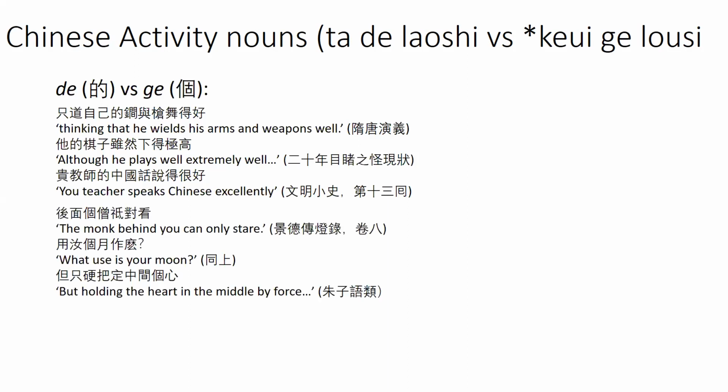Ge, however, is a bit different. In the historical attestations of ge, it does seem to denote concrete referential objects. So, for example, 后面个字只对看. In Cantonese, the equivalent would be 後面嘅 or 後面個僧人嘅只對看。Again, 僧, a monk here, is a real referential object. In the second one, 用如个月做嘛，用如个月. In Cantonese, this would be the possessive, 用你嘅月做咩，用你嘅月. In the third one, 但只應把定語的中間個心，中間嘅 or 中間個心. Again, ge here denotes a specific object that makes it quite different from the de examples above.